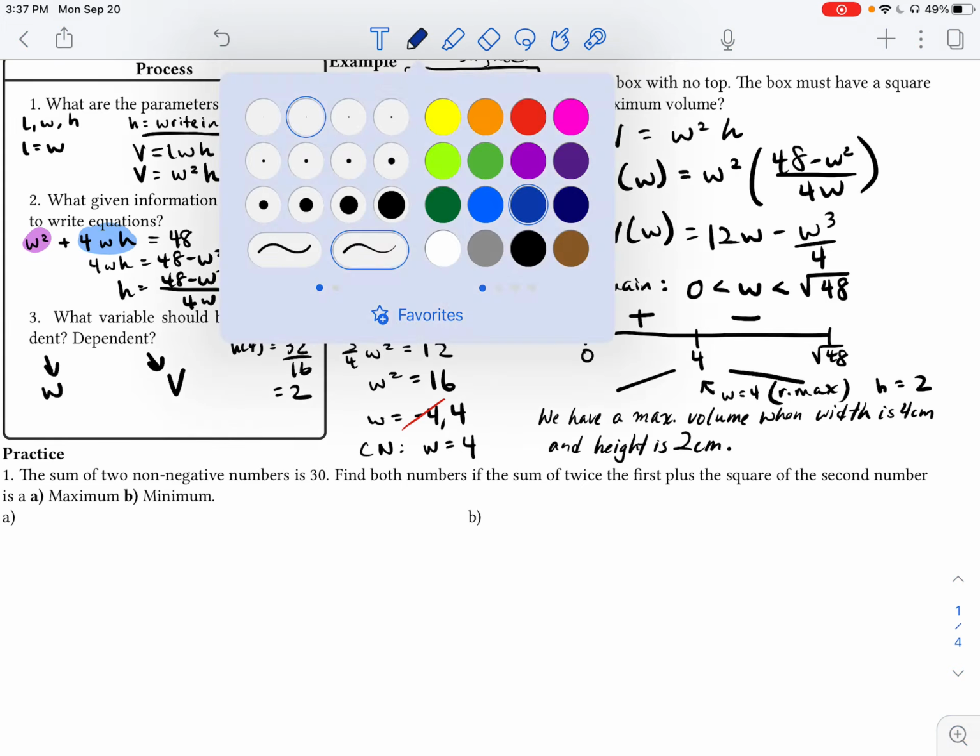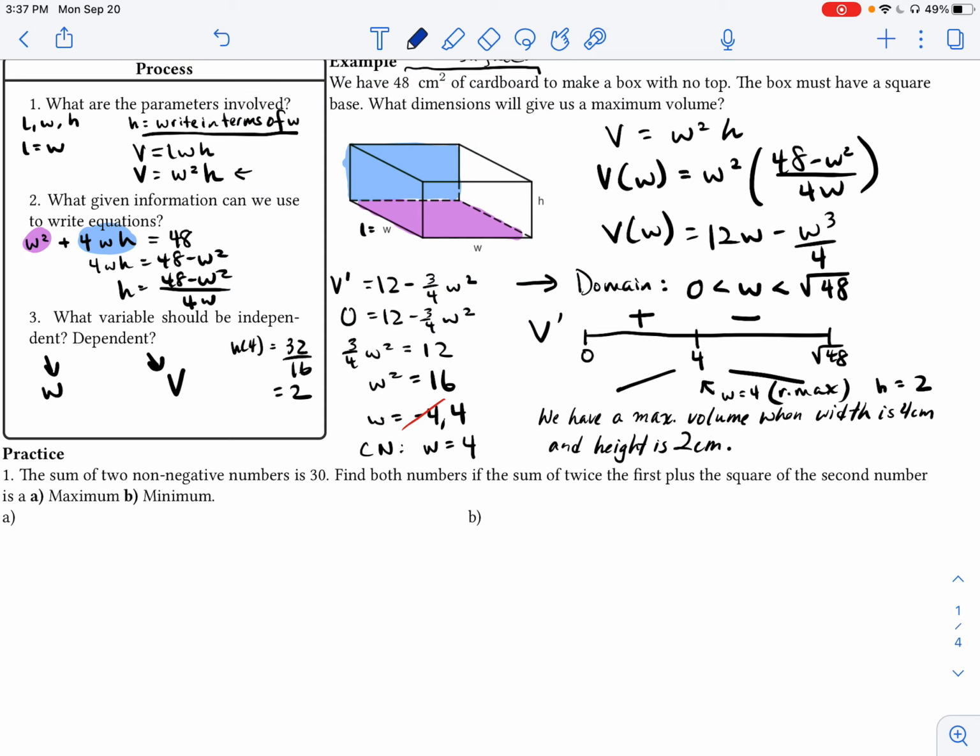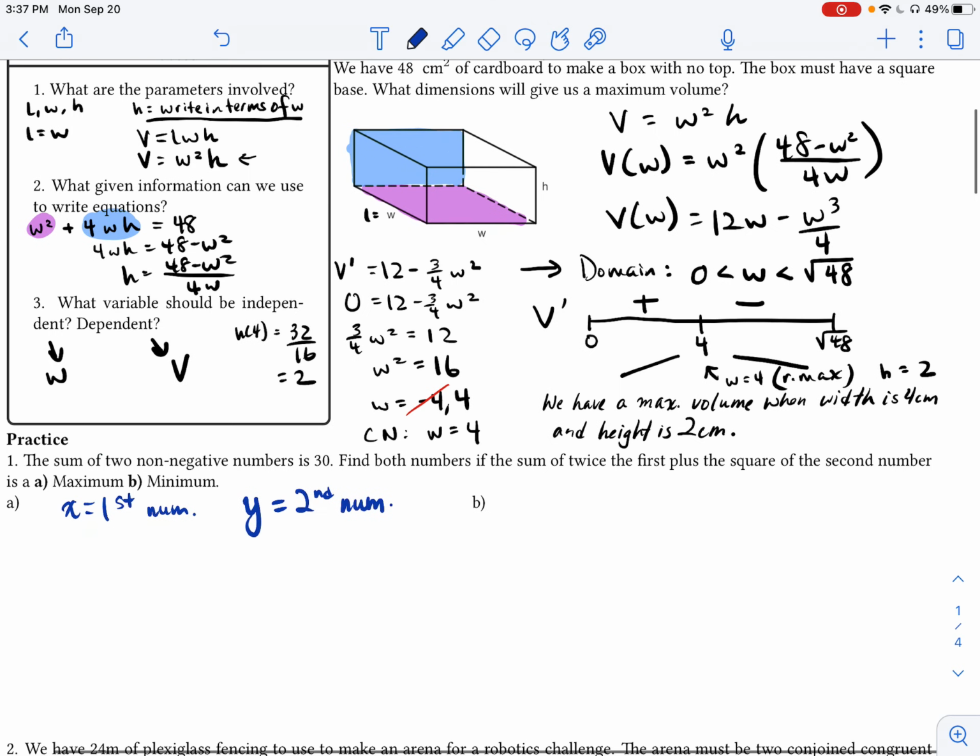Let's break this down. First off, let's define our two numbers. Let's let x be our first number, and then let's let y be our second number. Okay, all right. We know that the sum of these two non-negative numbers is 30. So we're going to say x plus y is equal to 30.